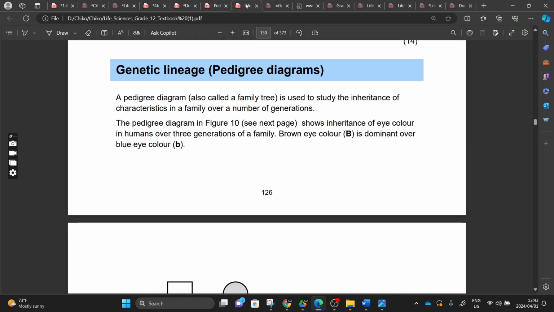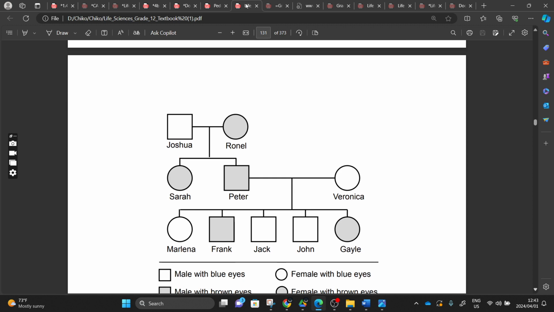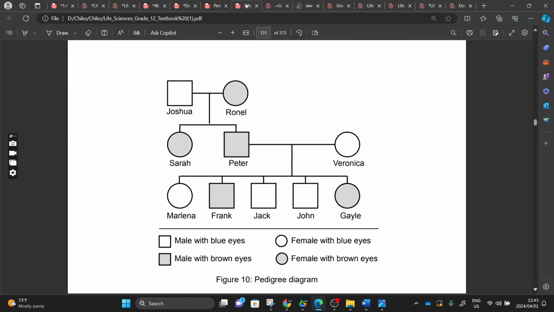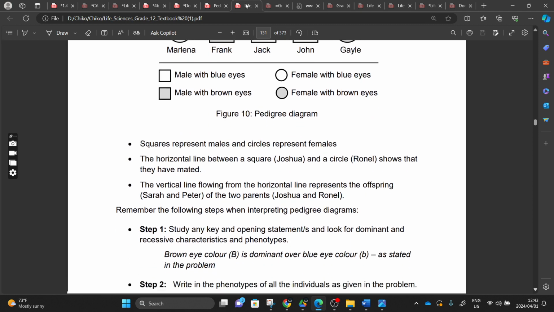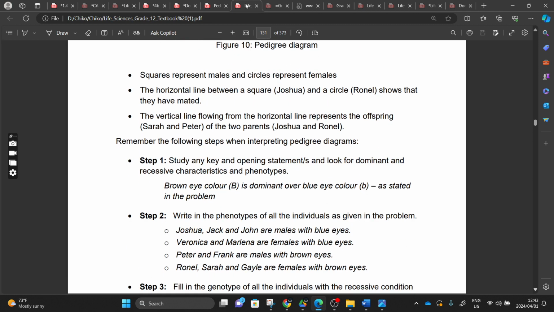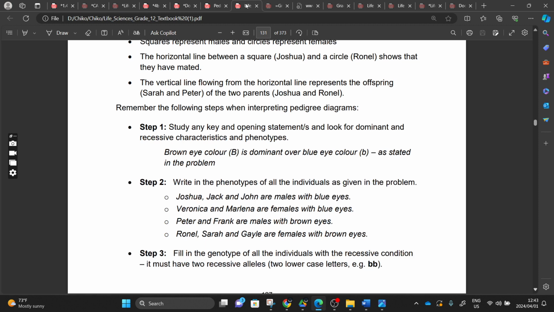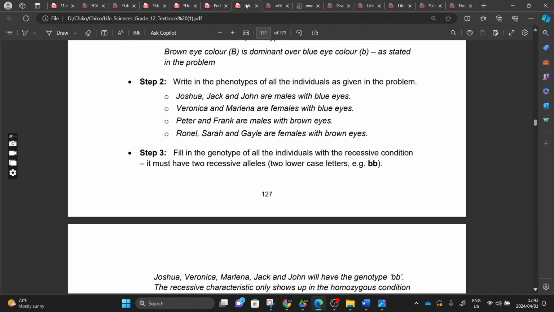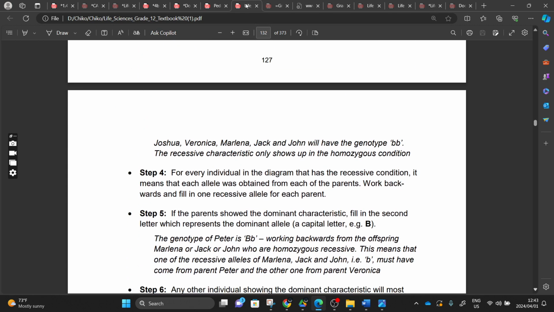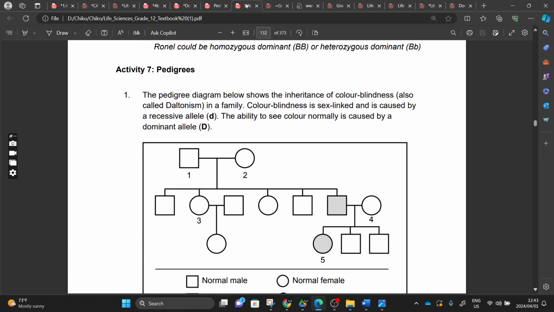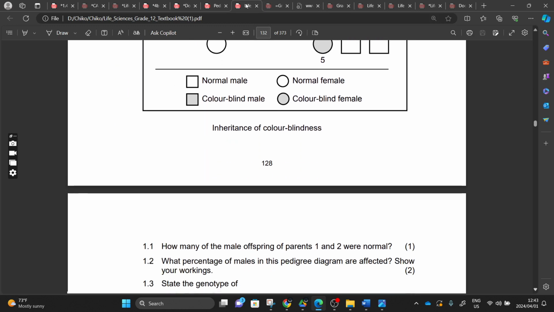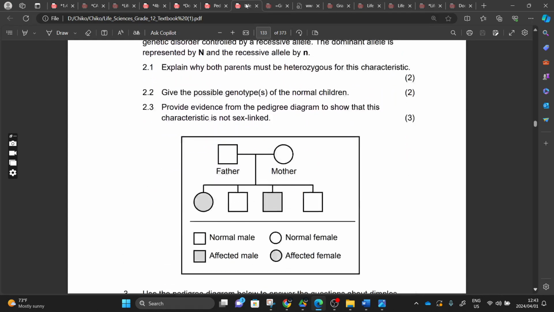Let's see our textbook. The textbook is explaining the same thing, right? And the example is also the same as the one from our green book, our Mind the Gap. The square represents males and the circle represents females. Everything that they're explaining here is what I was explaining back there, right? And then this is the step, and then we have activity 7.